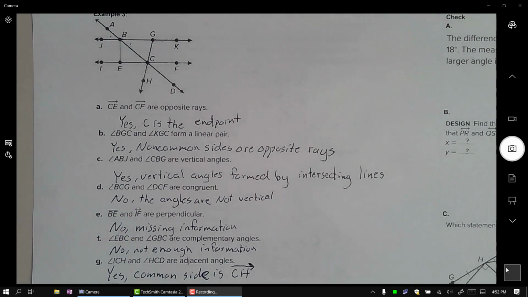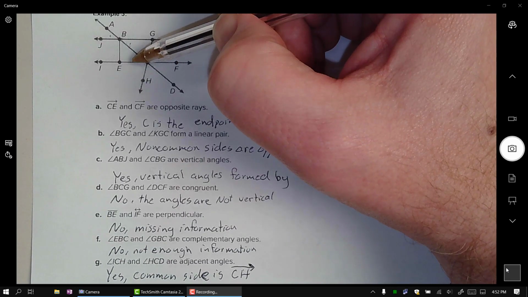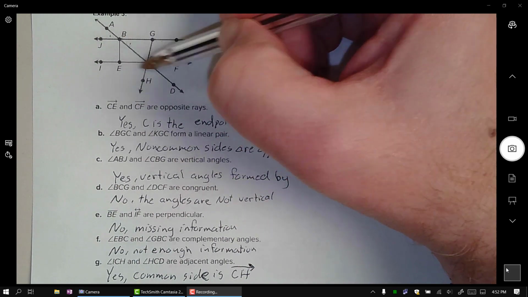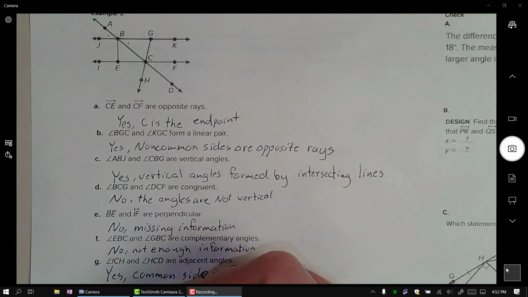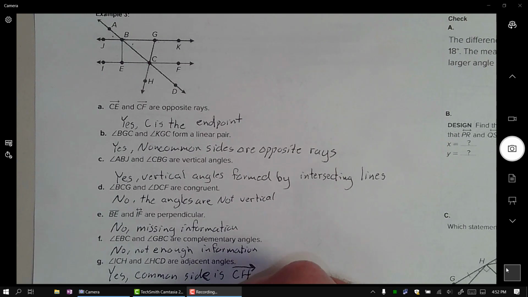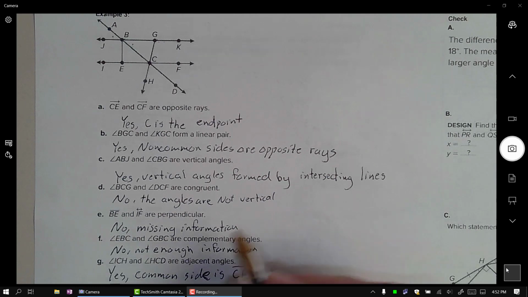Last one, BC right here bisects ECG. ECG. Does BC bisect this? We don't know. It would have to tell us. So no, not enough information, or no information given about congruent angles.